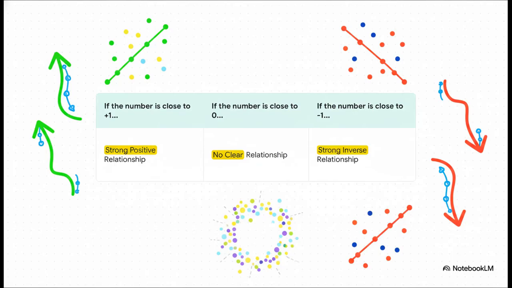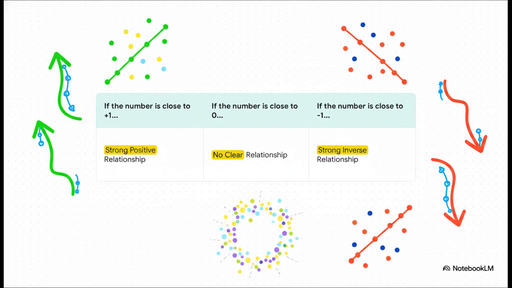And here's the secret decoder ring. If the number you get is close to +1, that means you've got a strong positive relationship. When one score goes up, the other one tends to go up too. If the number is close to 0, it means there's really no connection. And if it's close to -1, that's a strong inverse relationship. When one goes up, the other tends to go down.